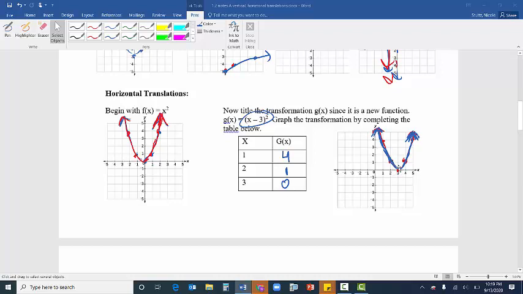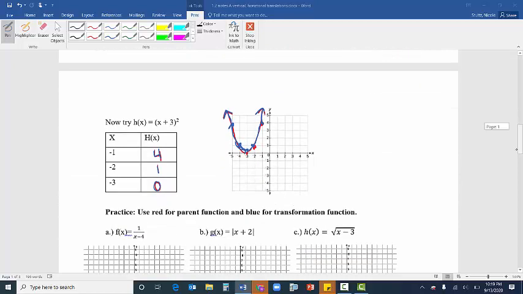So if you look at the blue compared to the red, you can see that it clearly shifted over to the right 3 units. Right, so it's not a coincidence that you see minus 3 right here, and the graph shifted to the right 3 units. Then what I did after that is I said, okay, well, what if it was an x plus 3? Before it was x minus 3, and it went to the right. But now I have x plus 3, so I guess this means it should go to the left.